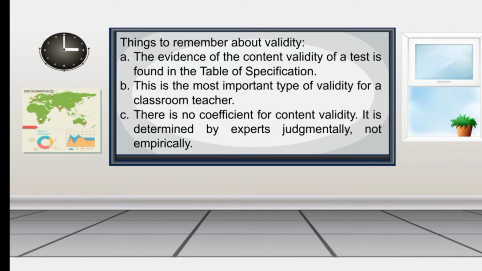Things to remember about validity. The evidence of the content validity of a test is found in the table of specification. So as a teacher, you must have a table of specification. Next, this is the most important type of validity for a classroom teacher. Last, there is no coefficient for content validity. It is determined by experts judgmentally, not empirically.